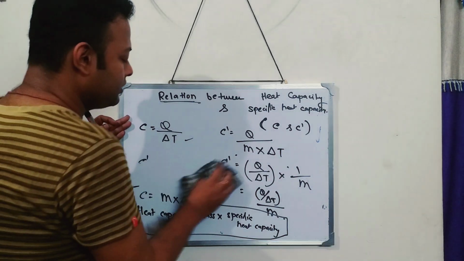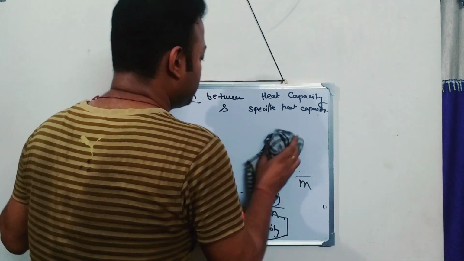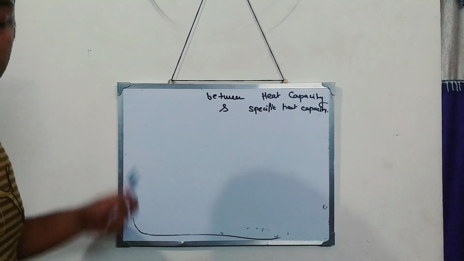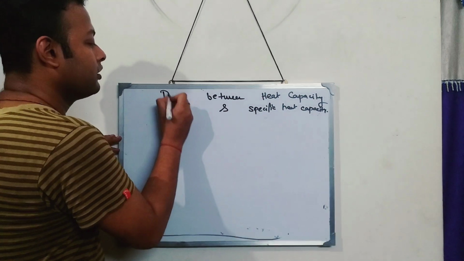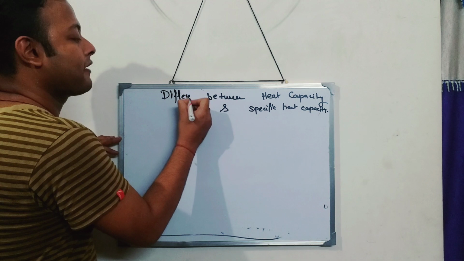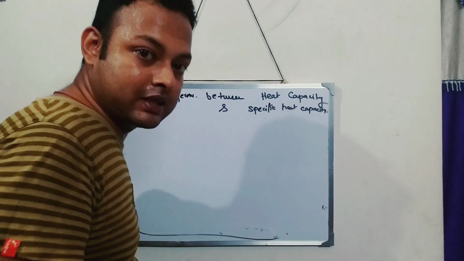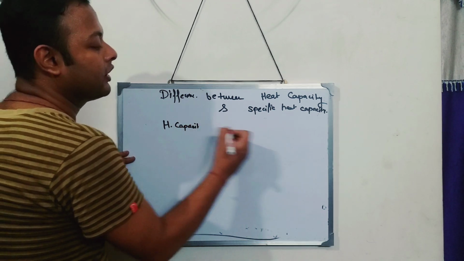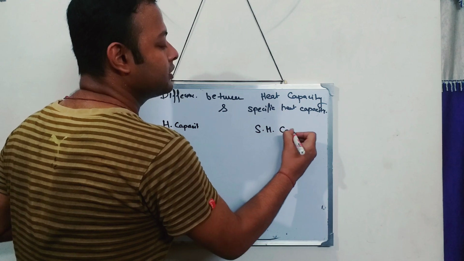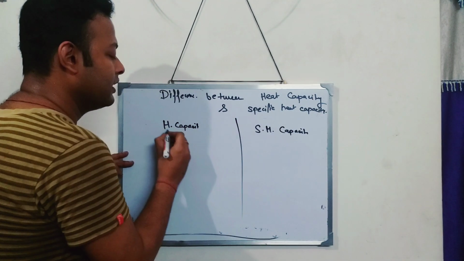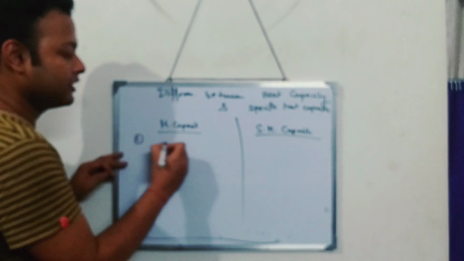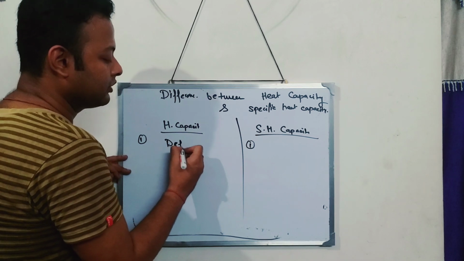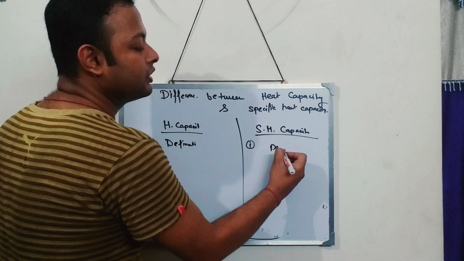After this there comes a part. This part is known as the difference between heat capacity and specific heat capacity. So I'll write heat capacity and write specific heat capacity. I have to find the difference. See, the first difference is always the definition. I have written in the notes. First difference is always the definition. So definition and definition.